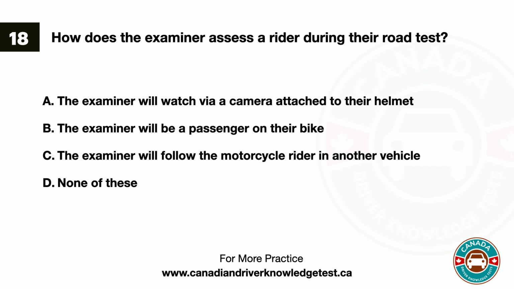Question 18. How does the examiner assess a rider during their road test? A. The examiner will watch via a camera attached to their helmet. B. The examiner will be a passenger on their bike. C. The examiner will follow the motorcycle rider in another vehicle. D. None of these. The answer is C. The examiner will follow the motorcycle rider in another vehicle.